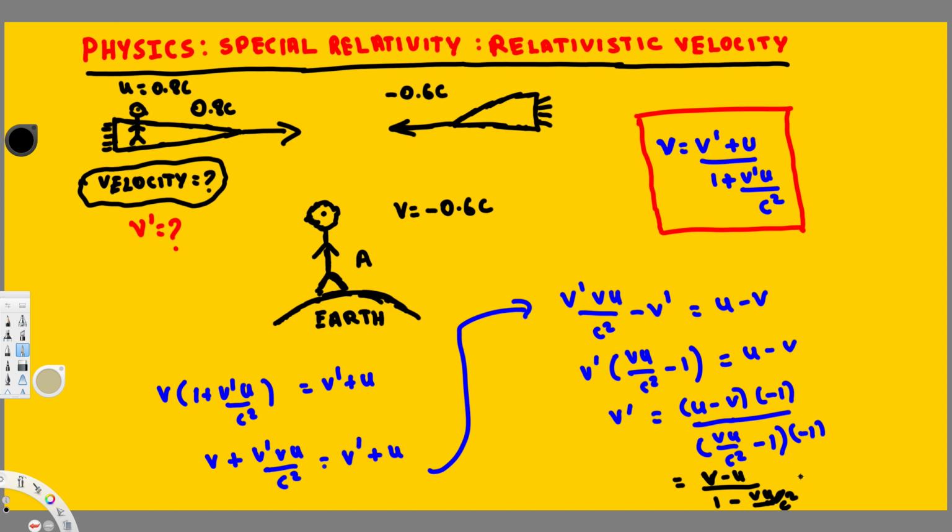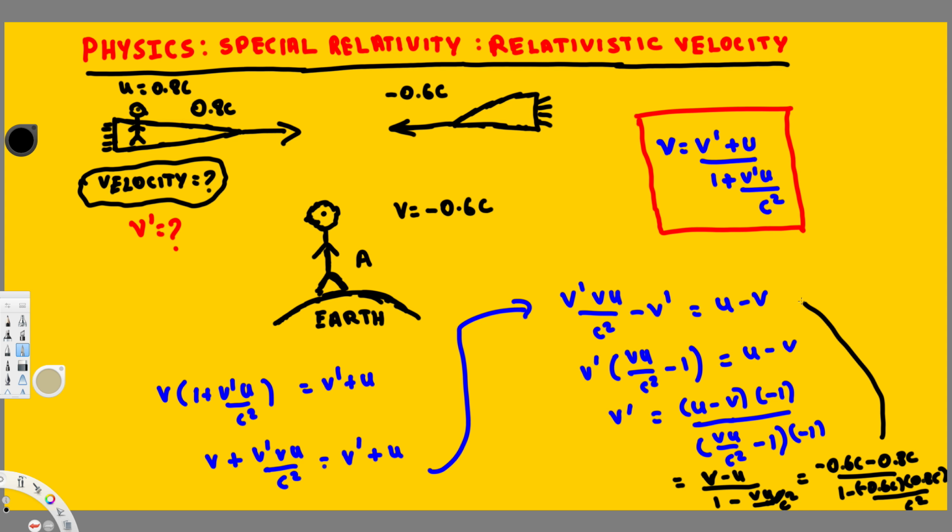Now we can go ahead and plug the values. First we have the v value. V value is negative 0.6 c. It's negative 0.6 c minus, then u value is 0.8 c, over 1 minus, and v value again negative 0.6 c times u value, that is 0.8 c, right? And in the bottom we are going to have c square.